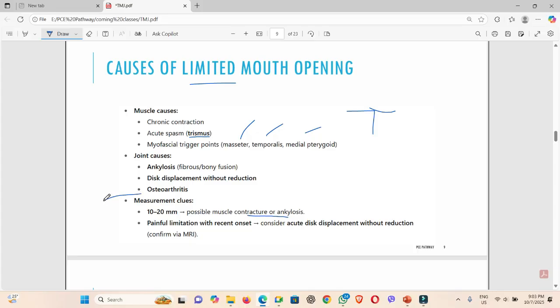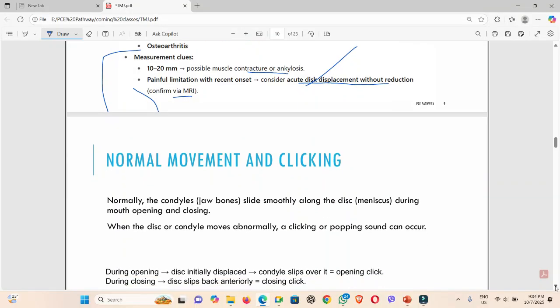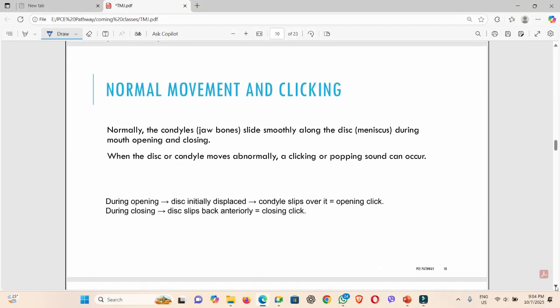This is not that important, guys. It is in Maggie. Painful limited opening with recent onset: consider acute disc displacement without reduction. We will read about this. Disc displacement without reduction and with reduction are important concepts.